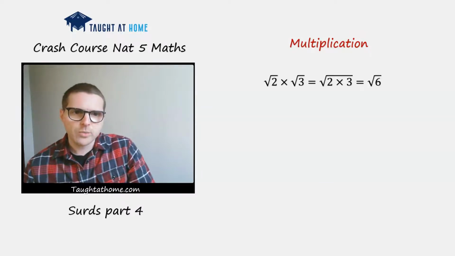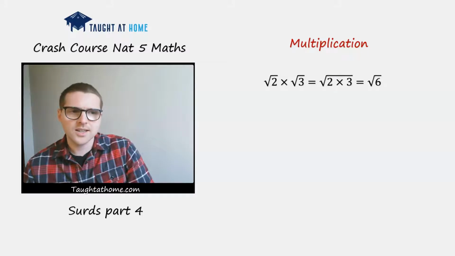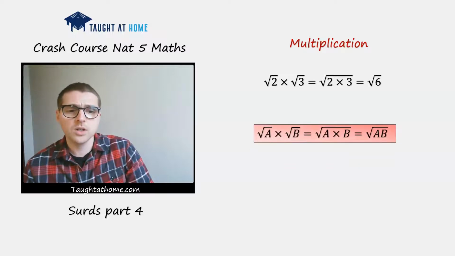We already know that if we're multiplying two surds, then that is the same thing as taking the root of the product. So in this example we've got root 2 times root 3. That is going to be the same as the square root of 6. And we get a rule saying exactly that. So root a times root b is the same thing as saying the square root of a times b.